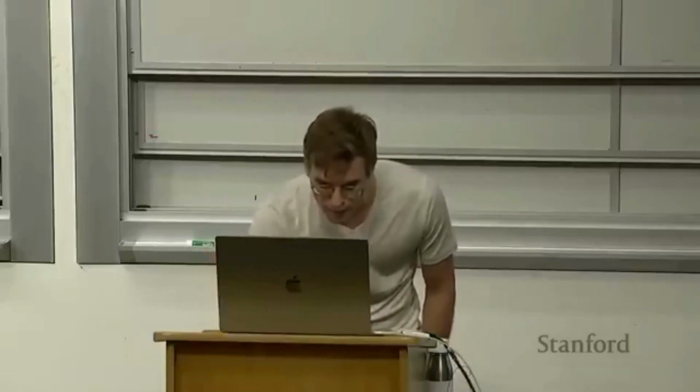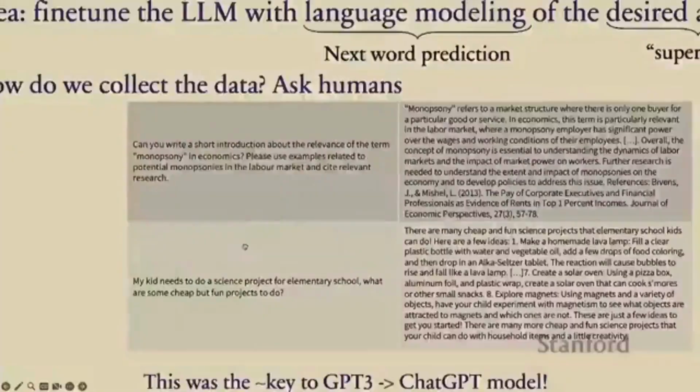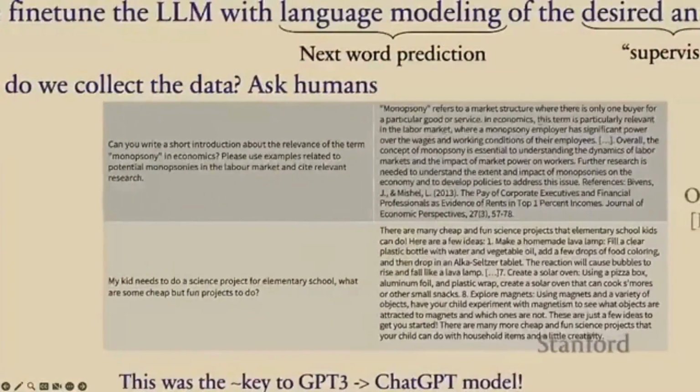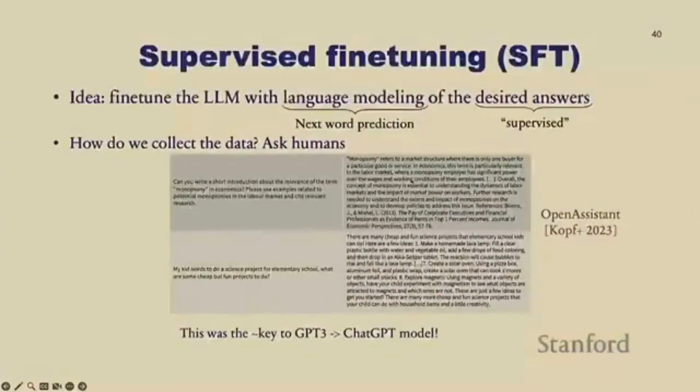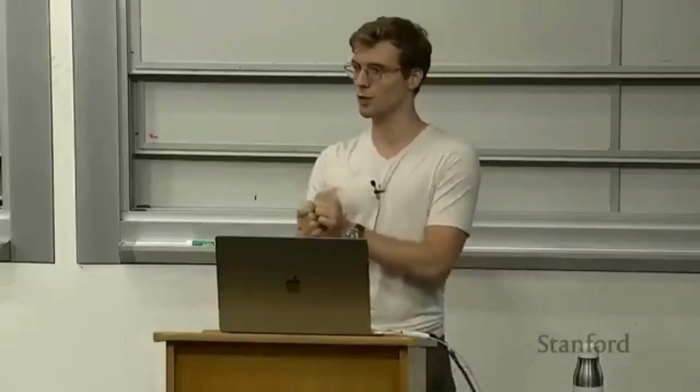Sorry, I can't read very well on my computer. No, let's read this one. Can you write a short introduction about the relevance of the term monopsony? And then it says monopsony refers to a market structure, blah, blah, blah. And it's a human that wrote that. Actually, this is Open Assistant, which was a way to collect data online by humans. So this type of supervised fine-tuning or alignment is really the key of ChatGPT. This is what made the big jump from GPT-3, which was mostly something that was known by AI researchers, to ChatGPT, which became known by basically everyone.